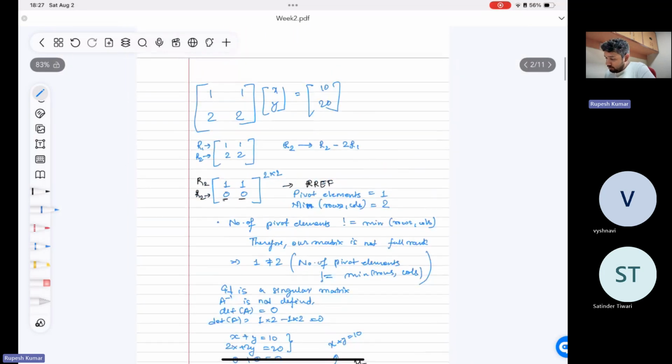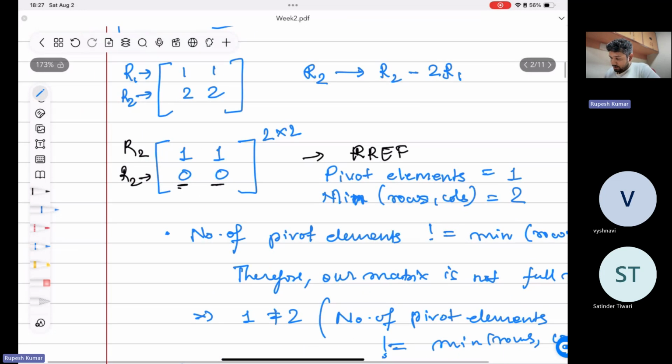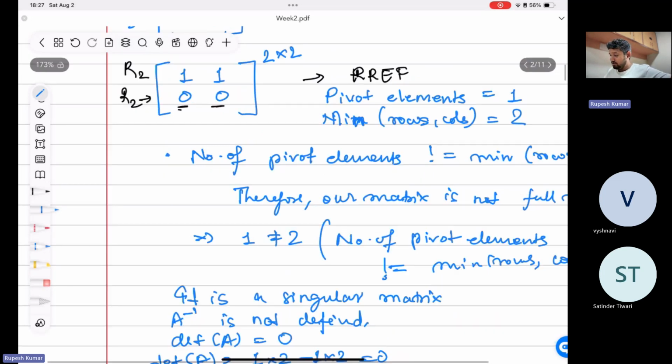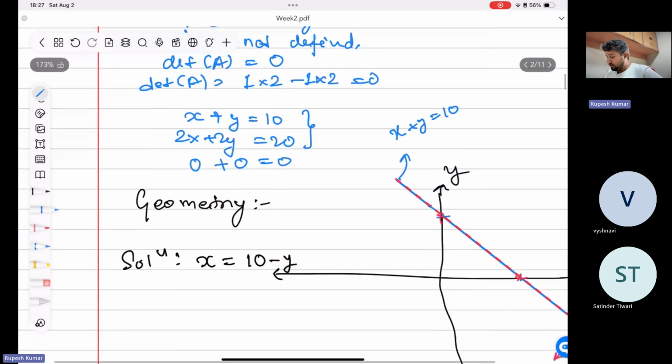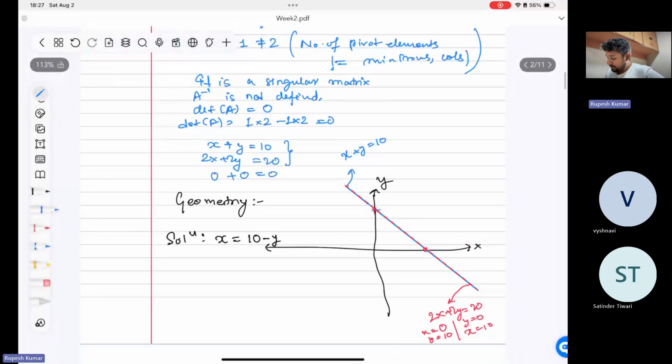So again, we saw that if you try to use elementary row transformations to form the echelon form, you will get that this is a singular matrix, so you can't invert it and you don't get a unique solution, right? Then if you try to solve this geometrically, you see that both lines coincide, so there are infinitely many solutions.